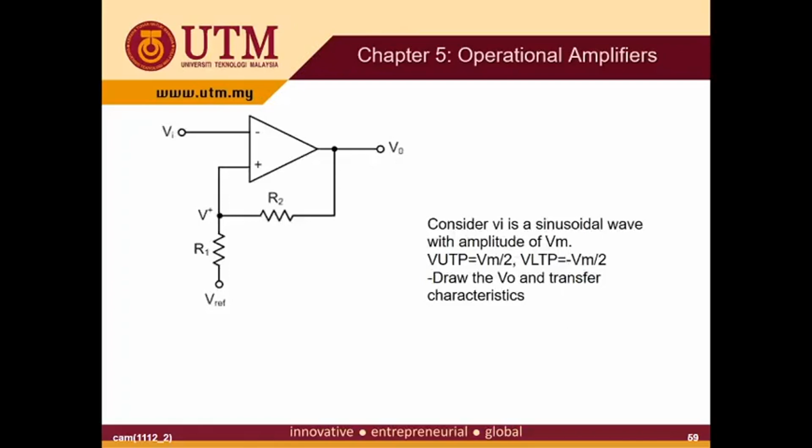Okay, so to explain the operation of the Schmitt trigger, let's do this example. We consider that Vin is a sine wave with the amplitude of Vm, and VUTP is plus half of the Vm, and VLTP is minus half of the Vm. Draw the output waveform and transfer characteristic.